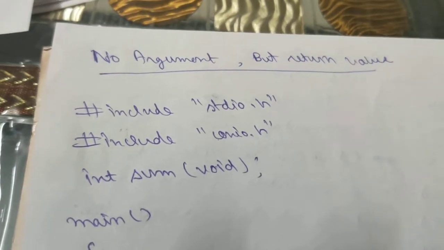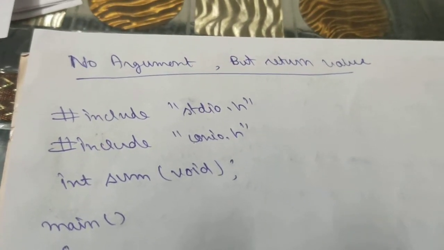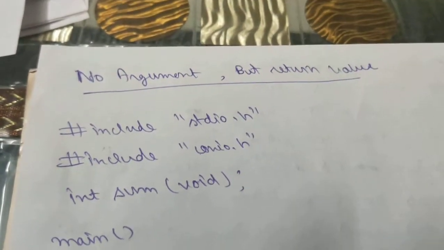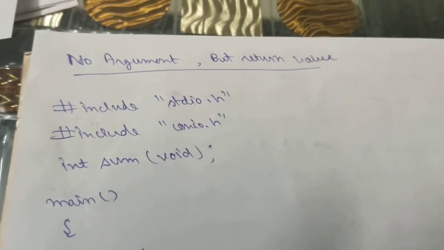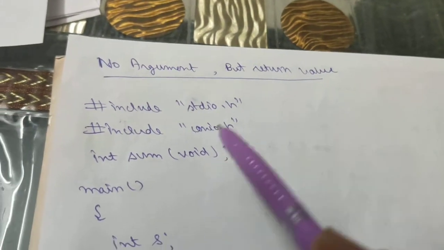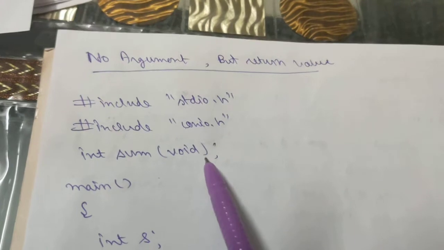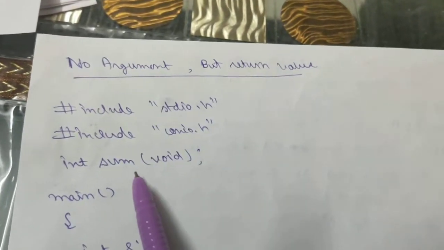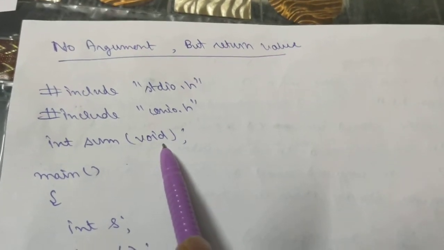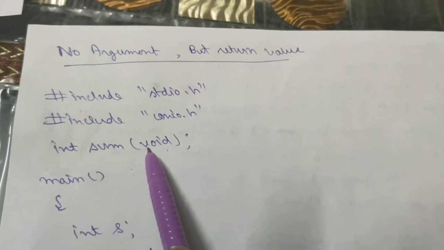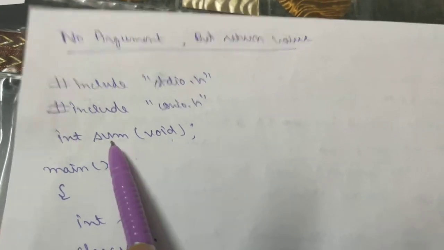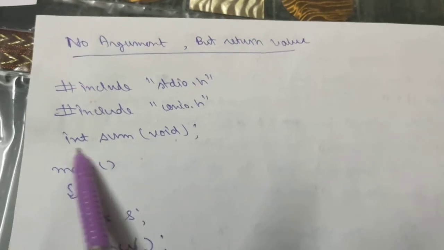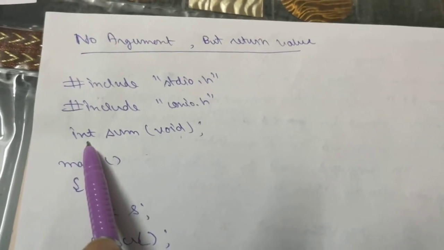Good morning, students. In this lecture, I am going to discuss the fourth type of function, that is no argument but return value. So you see that we start again with including the various header files. Then there is the function prototype. You can see that in this case there is no argument. Hence, in the bracket we have written void, which indicates that no argument will be passed from main to the function sum. But return value is there, so that's why here we have indicated the return value as int.